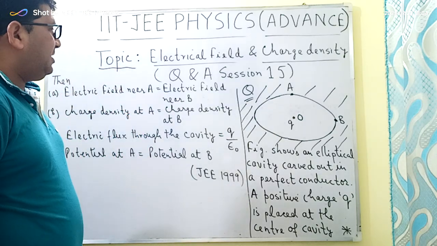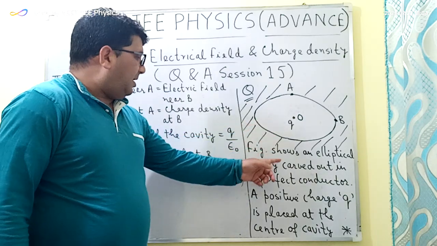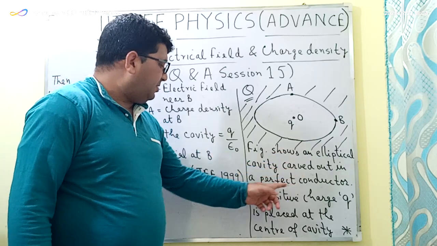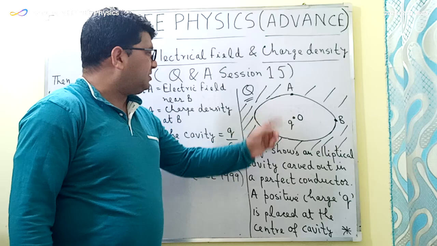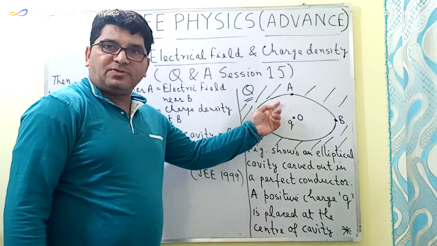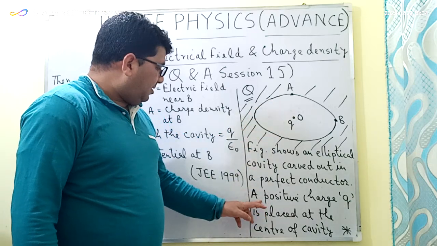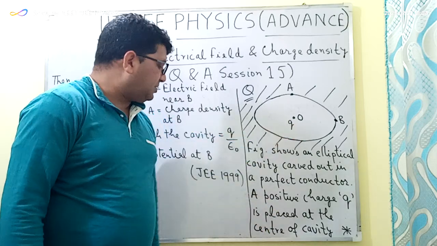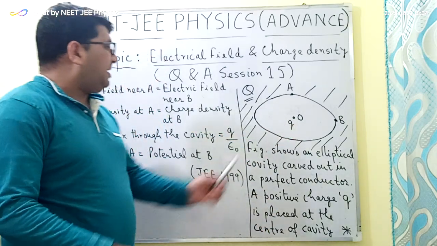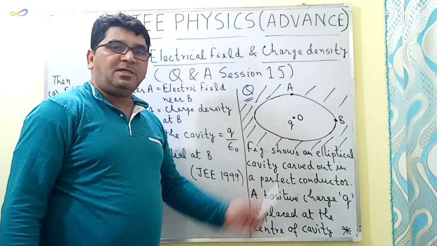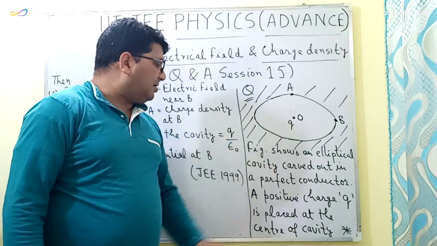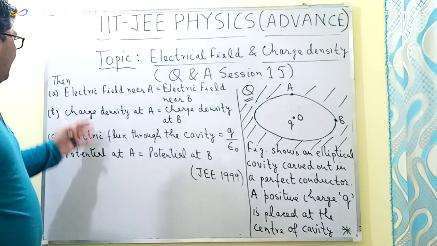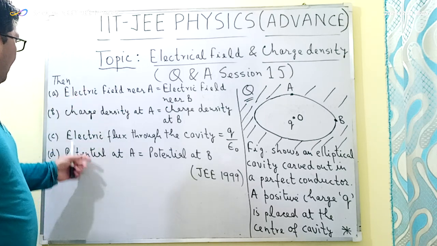So the question here is, an elliptical cavity is carved out in a perfect conductor as shown in this figure. So this was the figure which was provided in the question, and a positive charge Q is placed at the center of this cavity as shown in this figure, and here A and B are the 2 points which are lying on the surface of this elliptical cavity. So we have to find the correct options from these four.